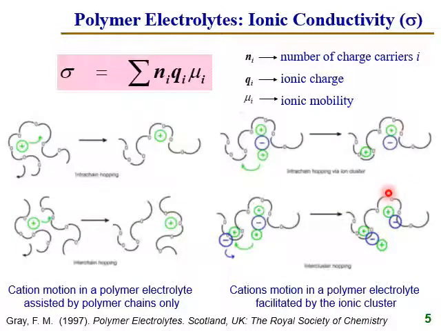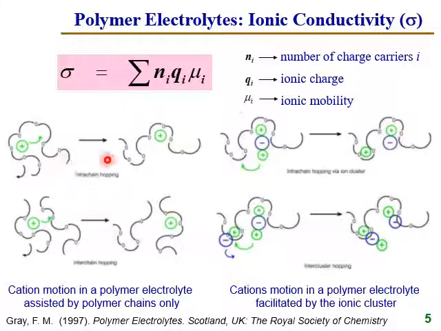There is a fundamental interest to understand more about the ionic conductivities, which is based on three key factors. First is the number of charge carriers, which is related to the ability of the salt to dissociate. Second is the ionic charge, mostly +1 and -1. And the third, maybe the most important, is the ionic mobility, which is the movement of ions in the polymer matrix. So this cartoon is the proposed mechanism of how ions move in the polymer matrix.